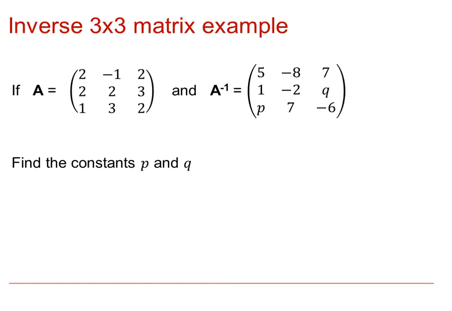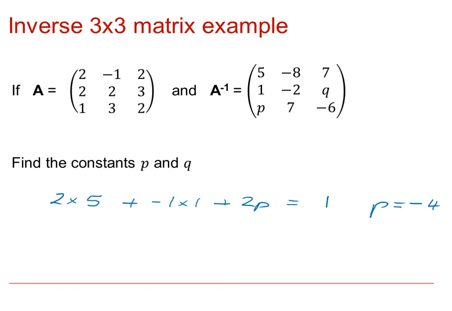One possibility is to multiply the first row of A by the first column of A to the minus 1. We would find that we had 2 times 5 plus minus 1 times 1 plus 2 times p, which would give us the first element of the identity matrix, so must equal 1. That would lead us to the fact that p equals minus 4.